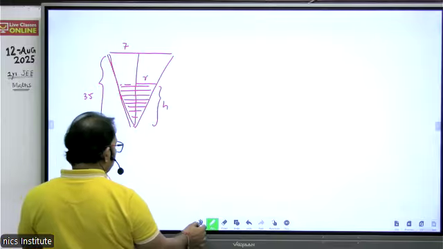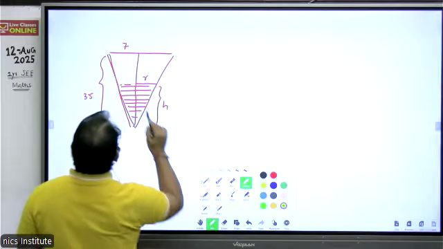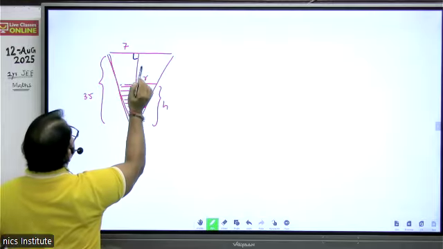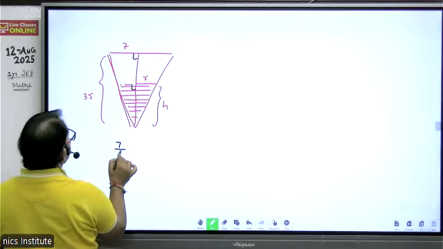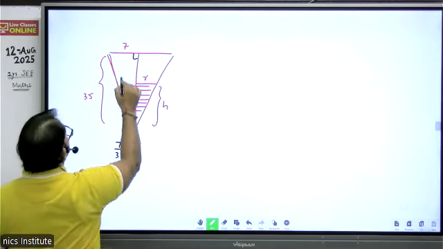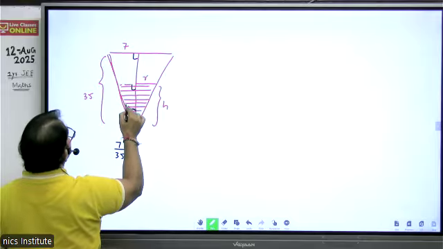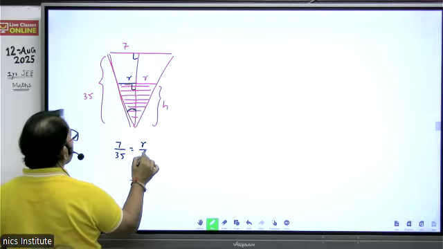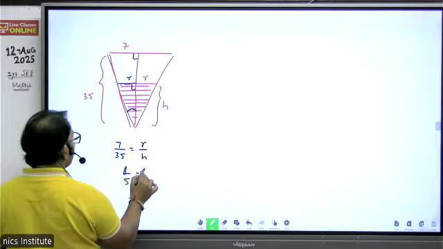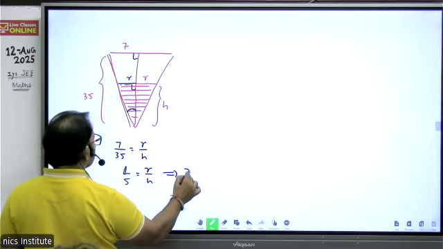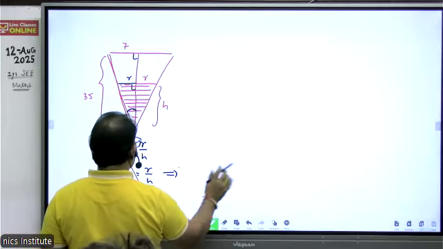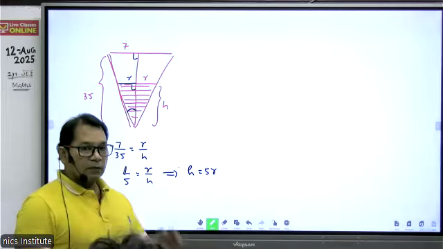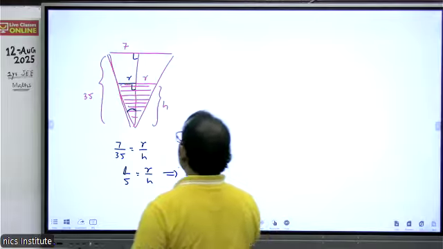So first of all, try to find a relation between r and h. Let's apply similar triangles. This is 90 degrees, this is also 90 degrees. So it will be 7 by 35. If this is the semi-vertical angle alpha, tan alpha would be 7 by 35, and the small triangle will be r by h. So 1 by 5 is equal to r by h. I get a relation between r and h: h is equal to 5r, for the water cone.